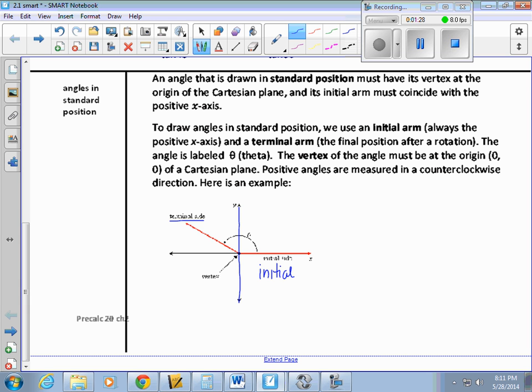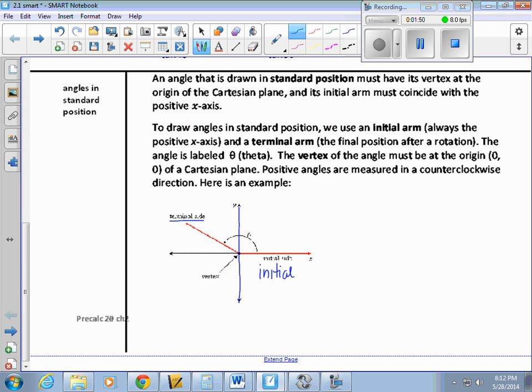The angle is always labeled theta, that Greek letter with the O with the line through it. The vertex of the angle must always be at the origin of the Cartesian coordinate plane, and positive angles are measured in a counterclockwise direction. So the example is here.